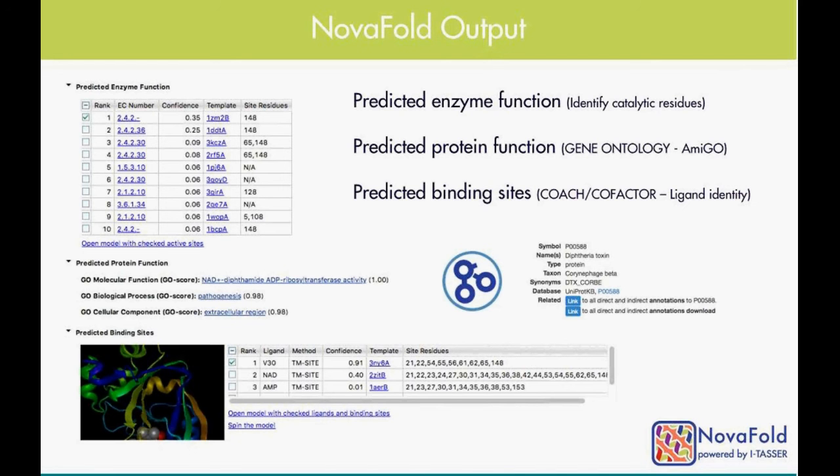And to take it a step further, any other ligand information predicted by the cofactor workflow within NovaFold, as you can see in the bottom, you have a few different predicted ligands, confidence scores, template that was used, and then identifying the residues within your protein of interest that are thought to be involved in catalytic turnover.